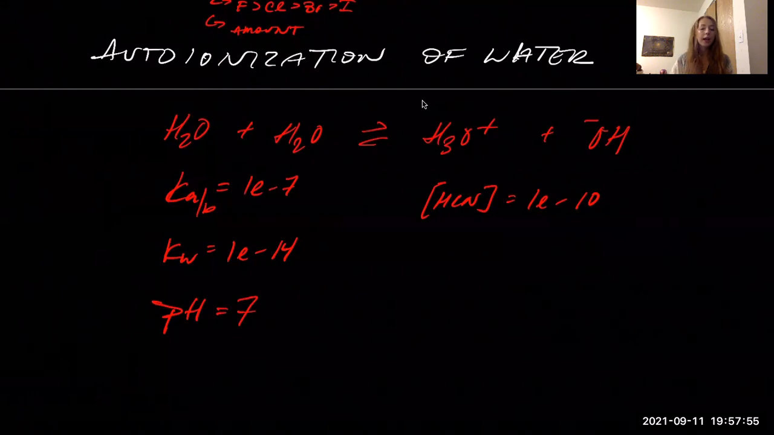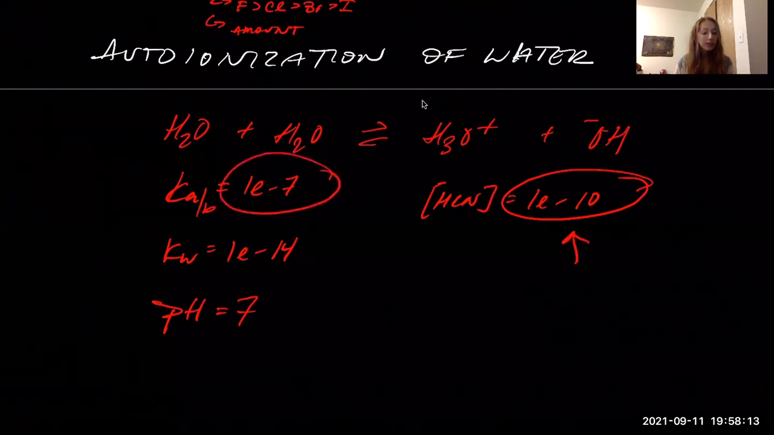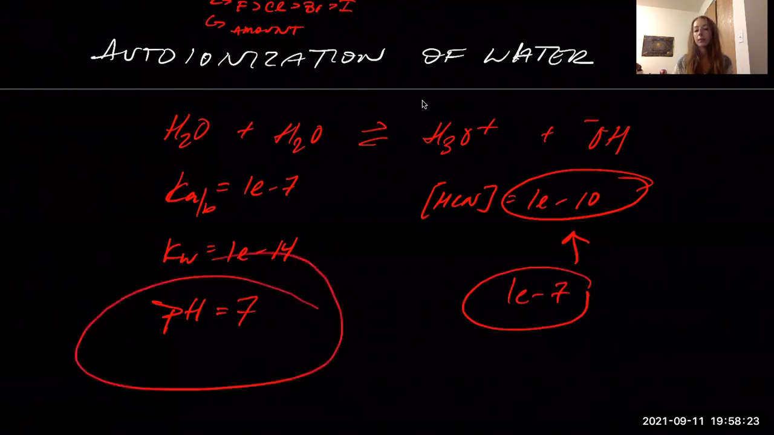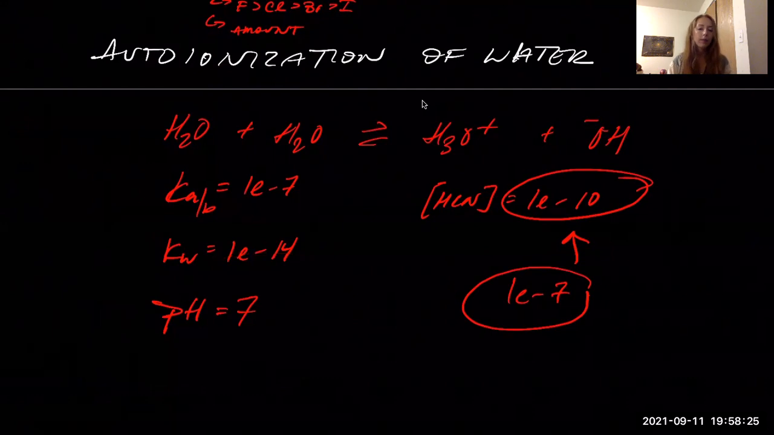When you want to add some HCN, this concentration is way too low, so the autoionization of water is more powerful and more triumphant than any of the HCN, because it's such a small concentration. Anything lower than 1e negative 7 concentration will not have any effect on the pH. The pH will stay at 7. Okay, that's all I want to say about that. And then I will cover the quiz in the next video. Okay.